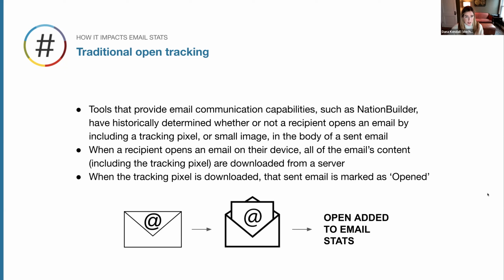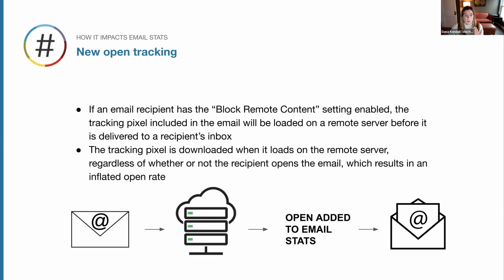But of course, the new Apple Mail settings introduce a complexity to this, because if someone has the block remote content option enabled from Apple Mail privacy protection, then it loads the content on a server, not when they open the email. So basically, the email is sent to an individual. Apple loads all of the content, including the tracking pixel, on one of their servers, and then the email is delivered to the person's inbox.